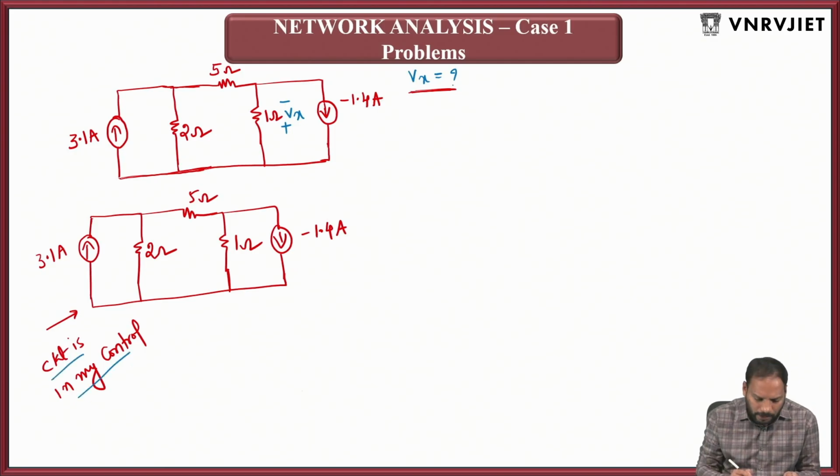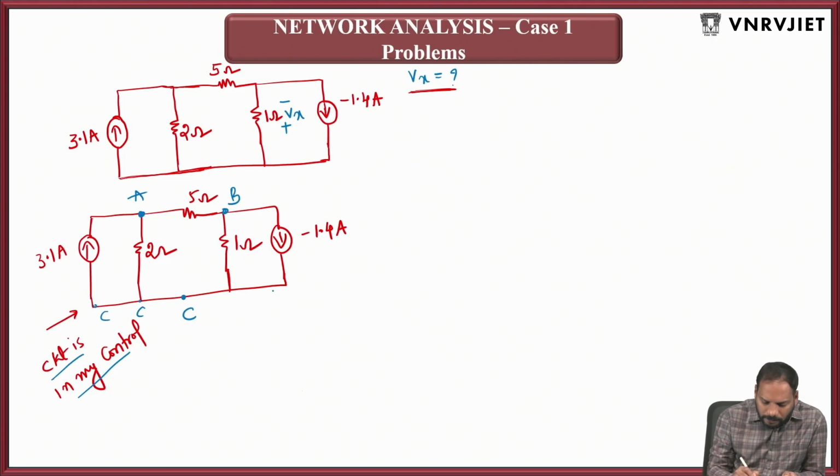Going ahead now, the number of nodes: there are 3 nodes. I can identify them with the blue color. This is A and this is B and this is a ground node. All these points are C only, right? Everything is connected with a conductor. A conductor is an equipotential body, right? That is why the potential everywhere is C only.